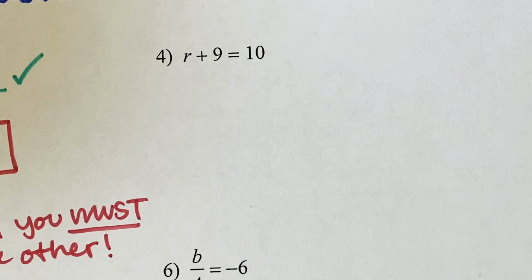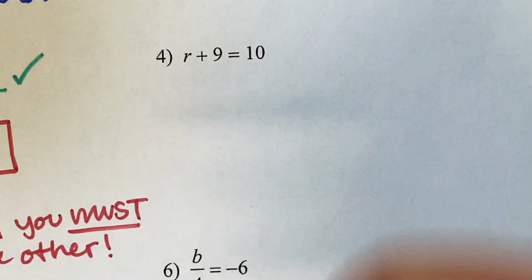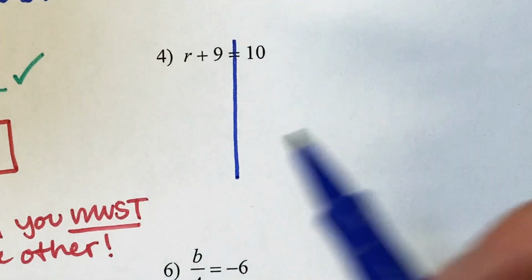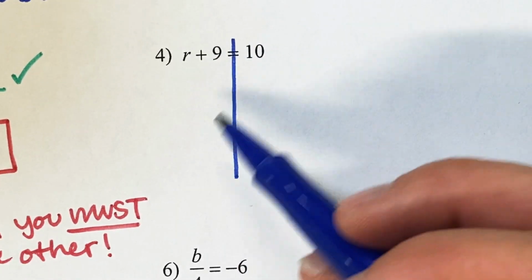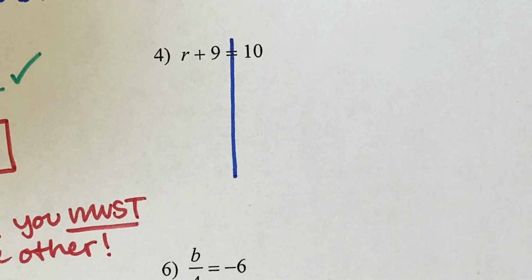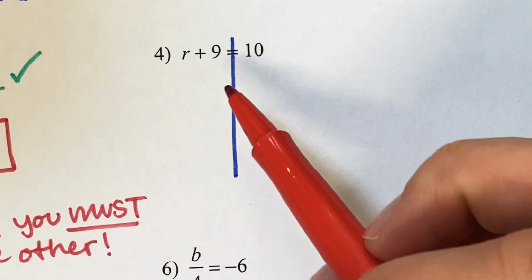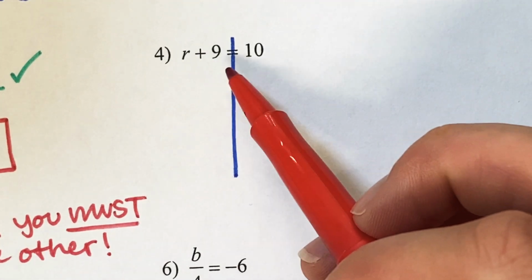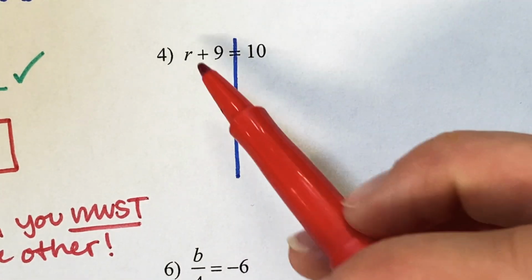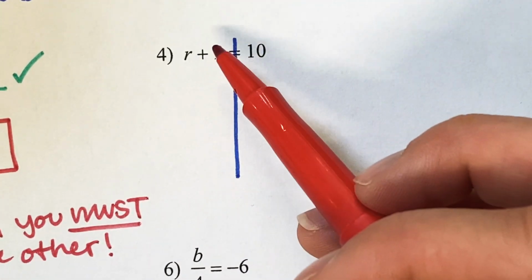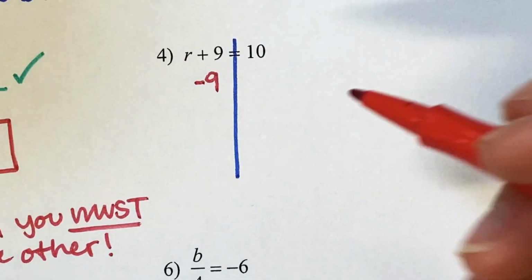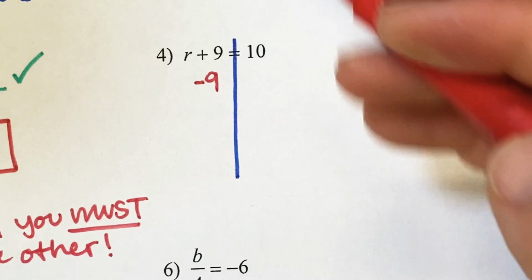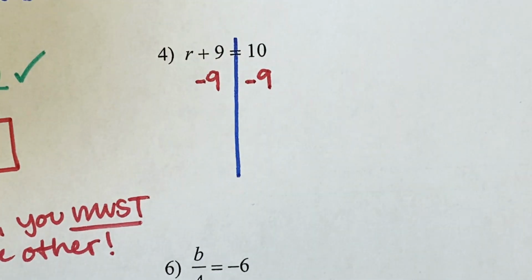Okay, so number 4, let's start the exact same way. Draw your line down the equal sign, knowing that whatever you do to your side with your variable, which is again this left side, you must do to the other side. So what is happening on my side with my variable? It's adding 9, so the opposite of add 9 is subtract 9. We untied the knot right here, but now we have to keep it balanced, so we do the same thing to both sides. Once you untie, it gets rid of it.